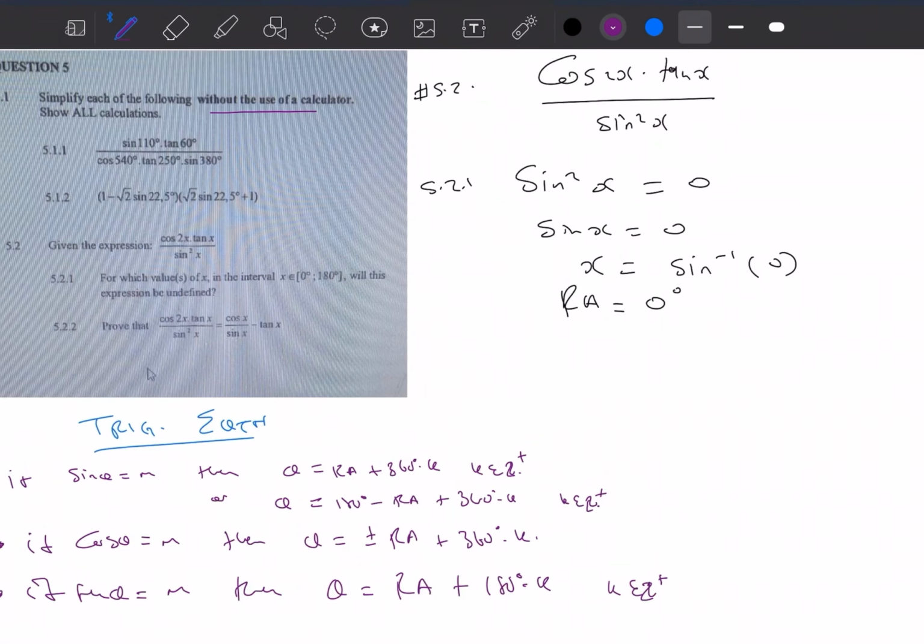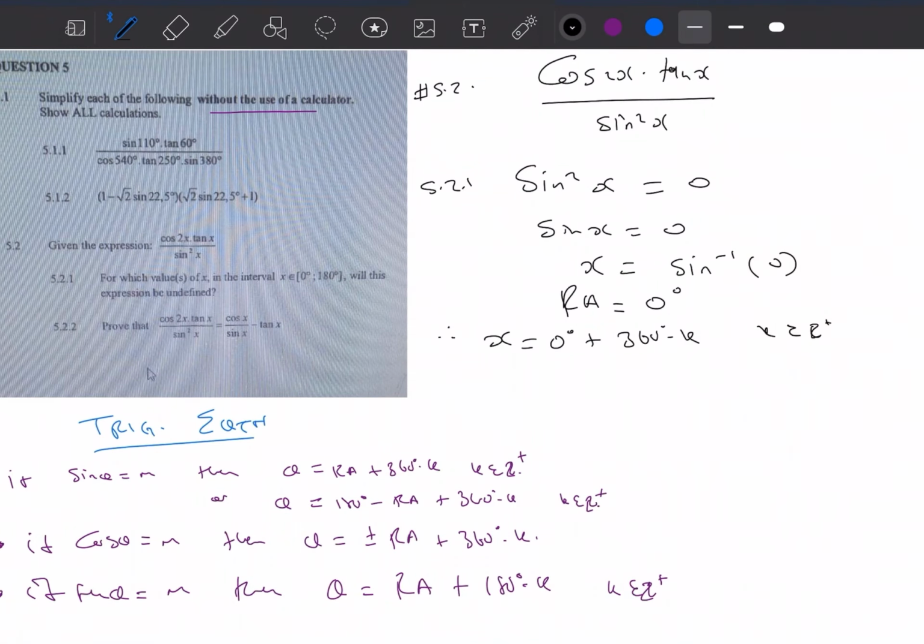So you pick your equation. If they talk about sine, these are the two equations you're going to use. If they talk about cos, this is the one equation. If they talk about tan, this is another equation. In this case, they talk about sine, so it's sine x is equal to 0. Our m is 0, and then you just find the RA. RA is 0 degrees. So x is equal to RA, which is 0 degrees, plus 360 degrees times K, where K is an element of the integers.